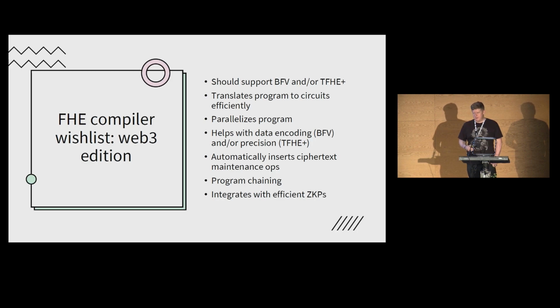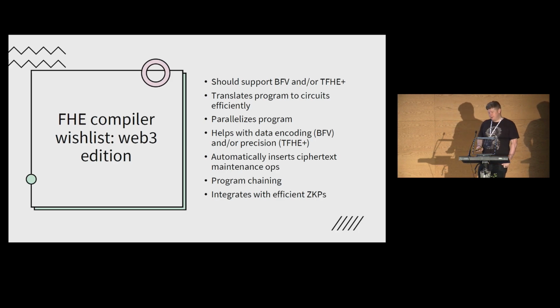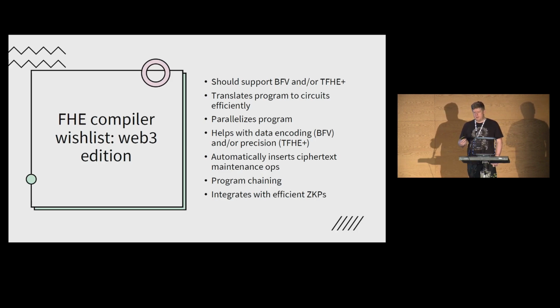So if you want to build an FHE compiler for Web3, you have to tackle a number of issues. It needs to support a scheme that is actually important to Web3, so BFV or TFHE. You have to make circuits that run on the order of milliseconds, not minutes. You have to effectively use the hardware in your machine when running the circuit. Sunscreen does this today. It will automatically parallelize execution down your dependency graph.